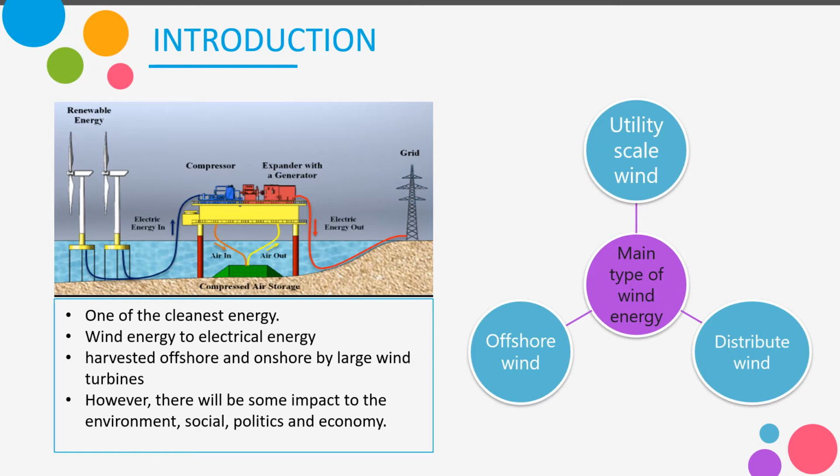Basically, there are three main types of wind energy as shown in this slide, including the utility scale wind, distributed wind and offshore wind, where these three types of wind energy are categorized based on the power scale that can be produced.